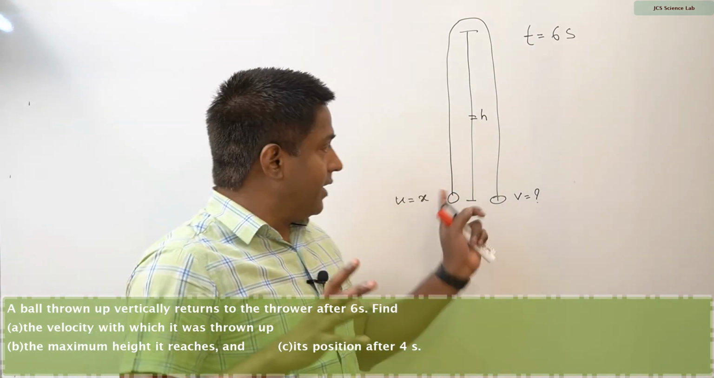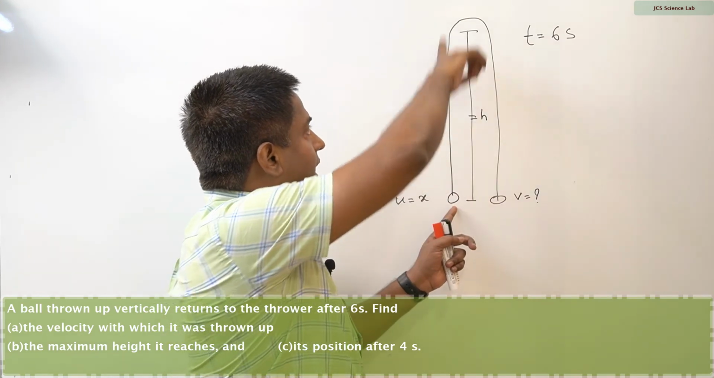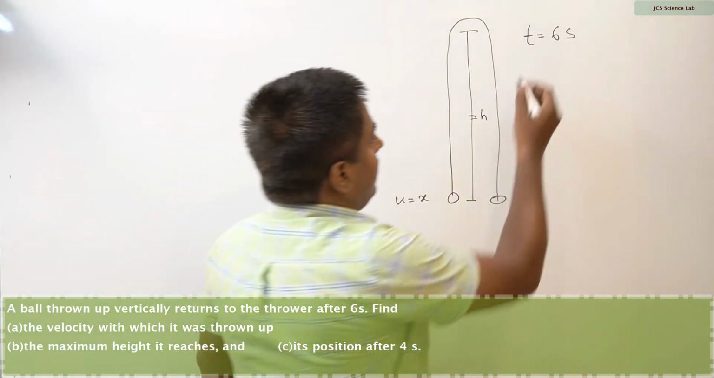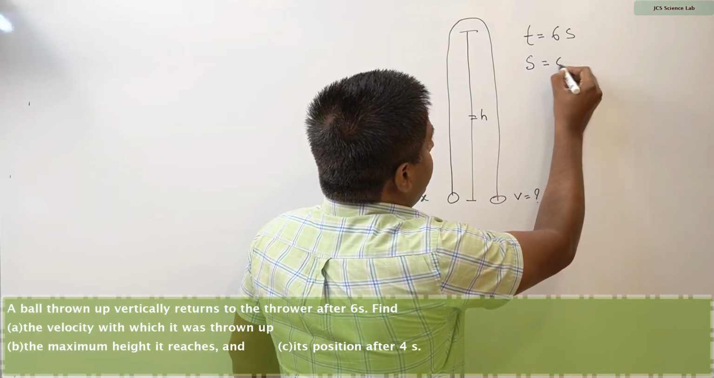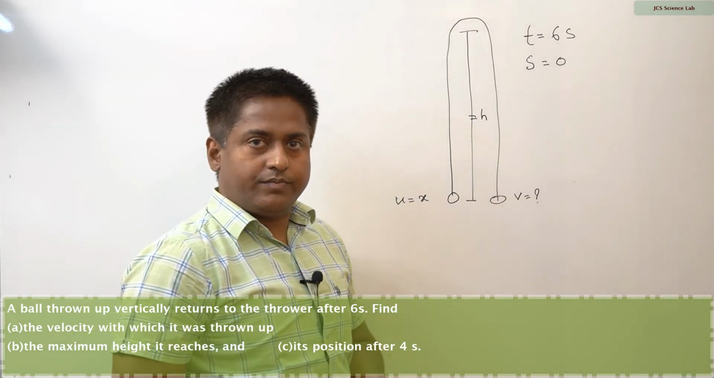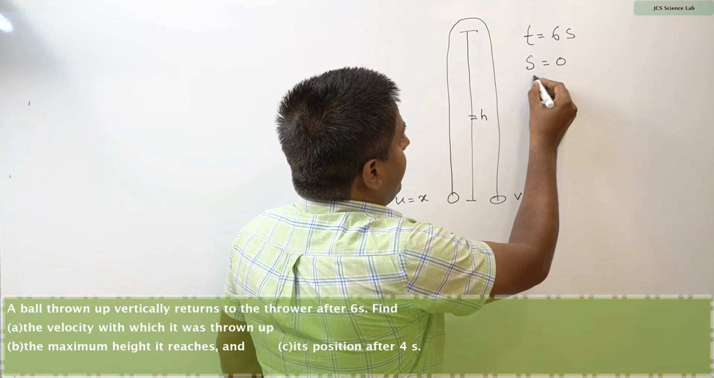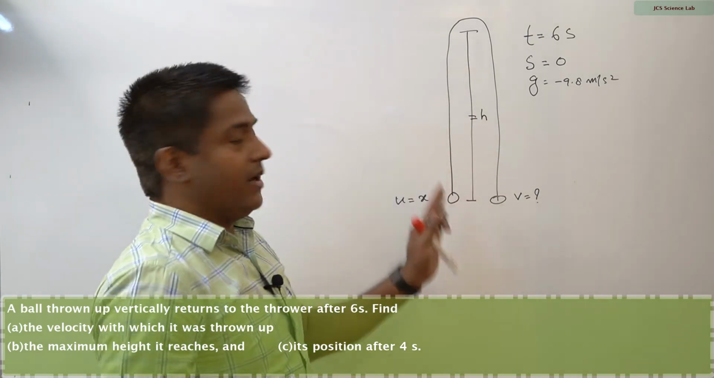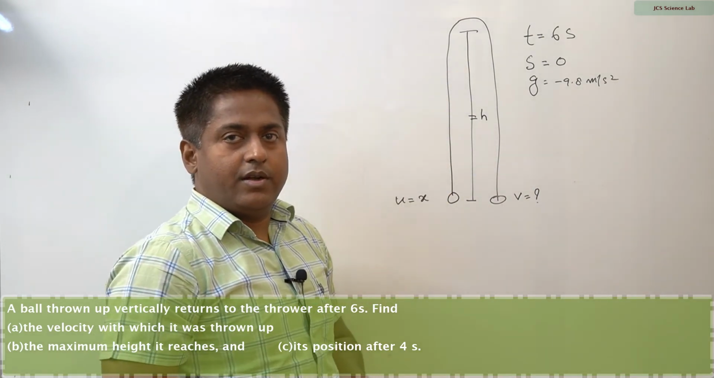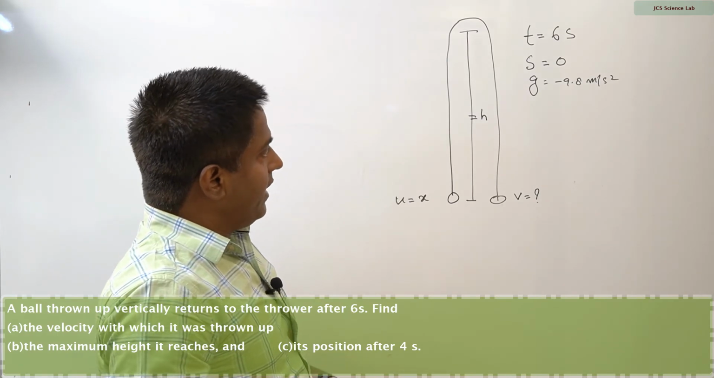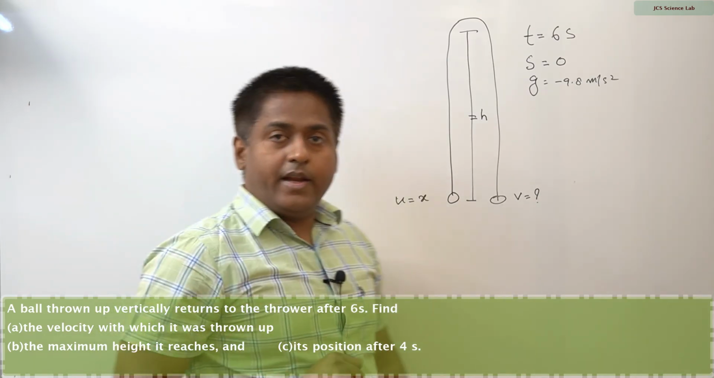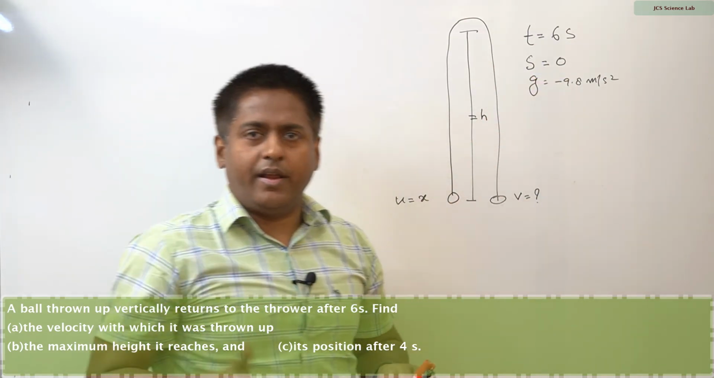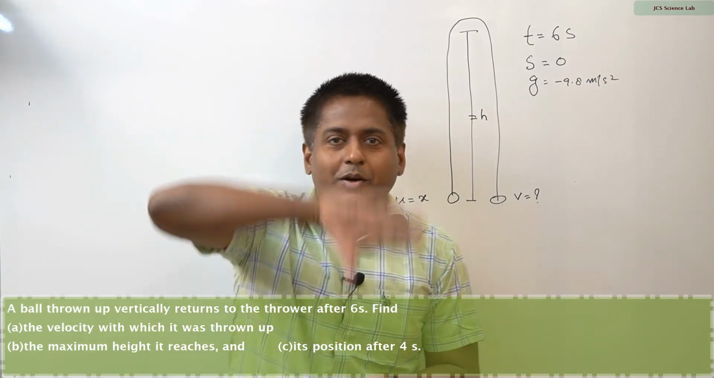One concept is very important here: when the object is thrown and comes back to the hands of the thrower, what is the net displacement? It is 0. So here we'll write that the displacement is 0. Acceleration due to gravity is minus 9.8 meter per second square, because during going up it was retarding. Then we can use the second equation of motion, because the total time is given, so we consider the total journey.